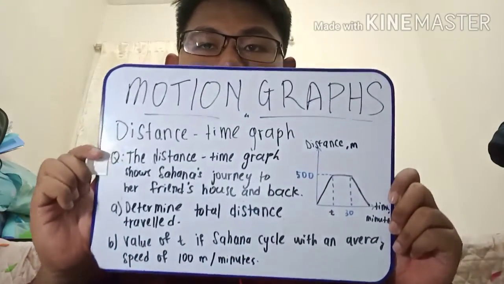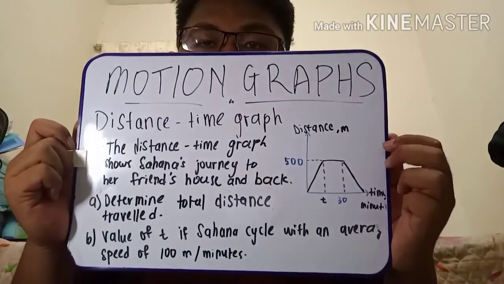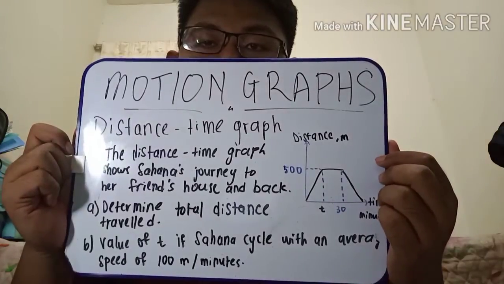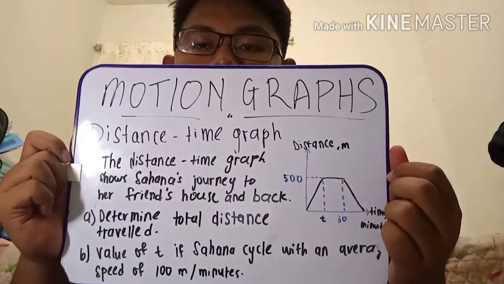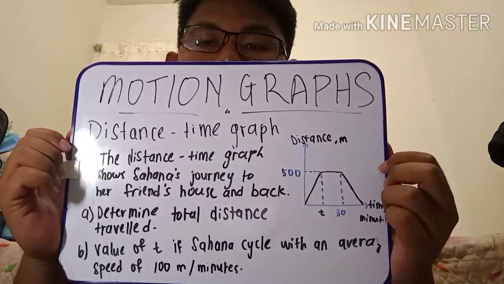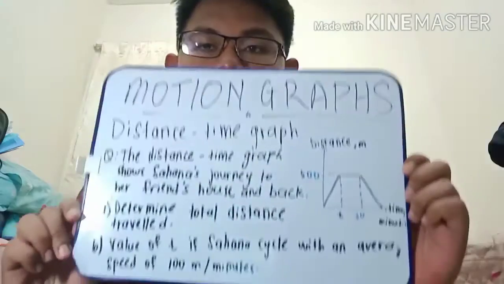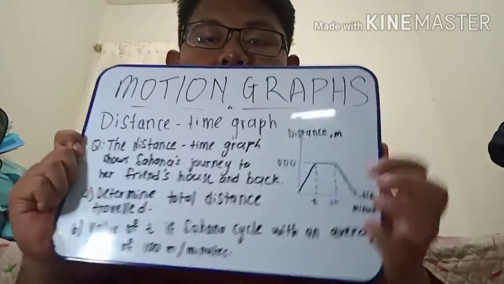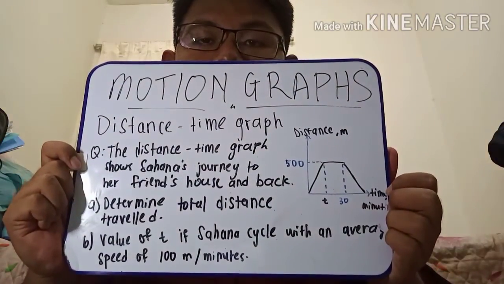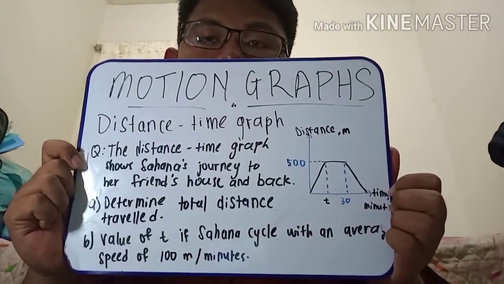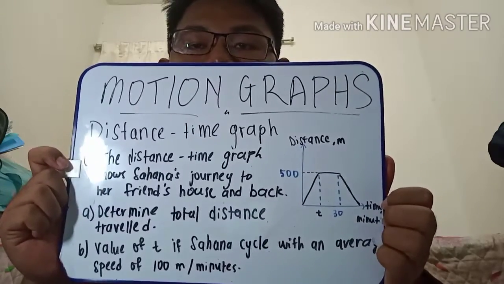Now let's look at the questions for the distance time graph. The question is, the distance time graph shown above is Suhana's journey to her friend's house and back. A, determine the total distance traveled, and B, the value of t, if Suhana cycles with an average speed of 100 meter per minute. Let's try to solve the question.